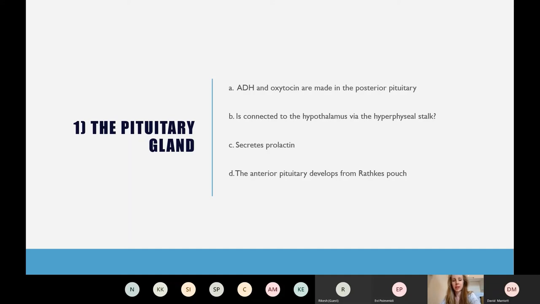First question is regarding the pituitary gland. A, ADH and oxytocin are made in the posterior pituitary. B, the pituitary gland is connected to the hypothalamus via the hypophyseal stalk. C, the pituitary gland secretes prolactin. And D, the anterior pituitary develops from Rathke's pouch. I'll give you a minute or so to put in your answers.